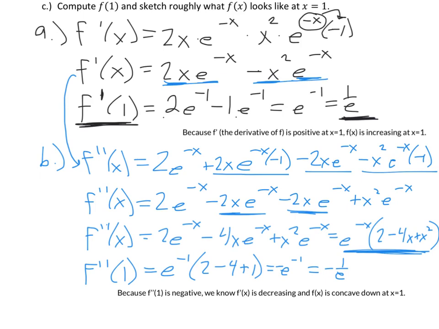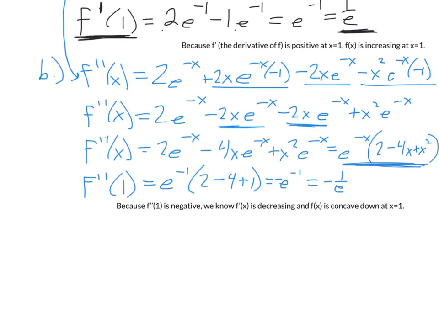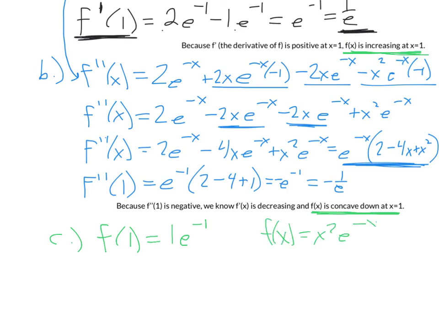Now the very last thing is I asked us to compute f of 1 and then sketch roughly what f of x looks like at x equals 1. So if I take all of this information and put it together, we knew that the function was increasing at 1. We knew that the function was concave down at 1. And we know from part C that f of 1 would be 1 times e to the negative 1. Because remember, our function was f of x is x squared e to the negative x. So if I plugged 1 into that, I'd get this. So that means I've got this point at 1 comma 1 over e.